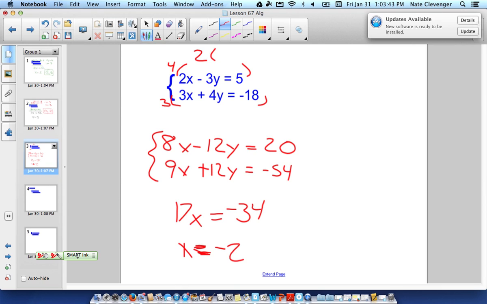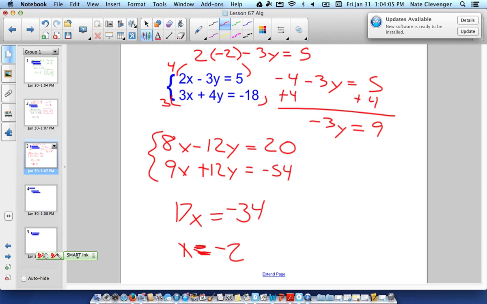So I'm going to plug it in the top one. 2 times negative 2 minus 3y equals 5. And I'm plugging it into the original. Again, you can plug it into whichever one you want. Negative 4 minus 3y equals 5. Add 4, add 4. Negative 3y equals 9. y equals negative 3. So the ordered pair is negative 2, negative 3.